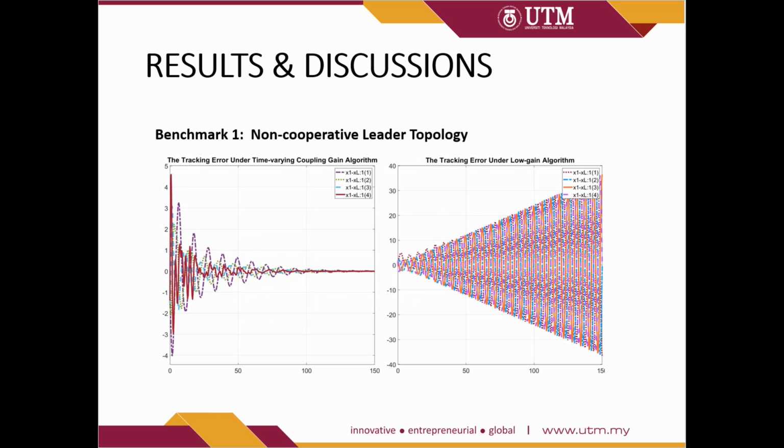The second result shown here is the comparison between the non-cooperative leader topology of the proposed algorithm on the left, and on the right is the non-cooperative leader topology of the benchmarked paper. As you can see on the left, it reaches consensus also in less than 145 seconds, while on the right it does not reach consensus.